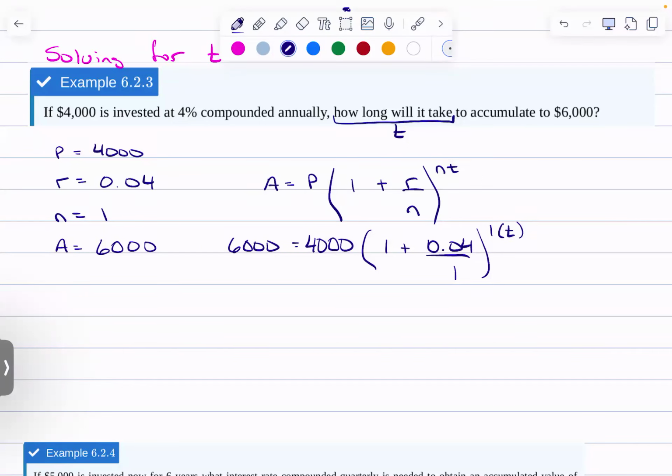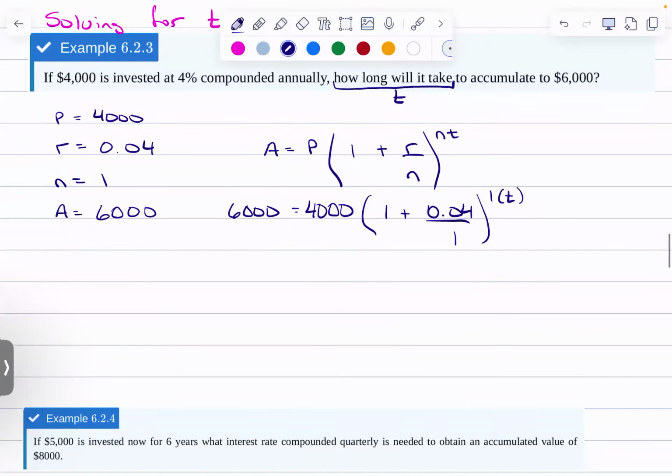But how about this? I'll give you the worked out formula so that you don't actually need to know about logs if you need it on the test. So what would it look like? We can simplify this as 6,000 is 4,000 times 1.04 to the power of T.